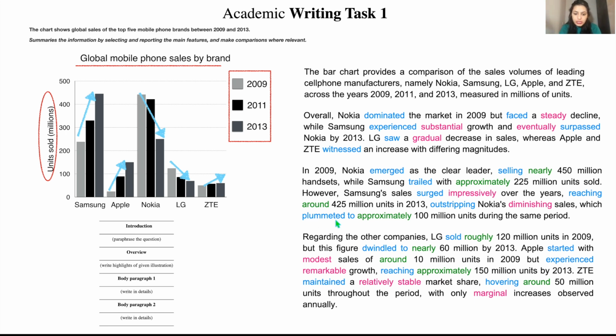You can also see here plummeted and dwindled too. Both words are showing decline. So instead of saying went down or declined or decreased, we have used dwindled or plummeted. And then there is experienced remarkable growth. I hope that you know the meaning of this collocation.